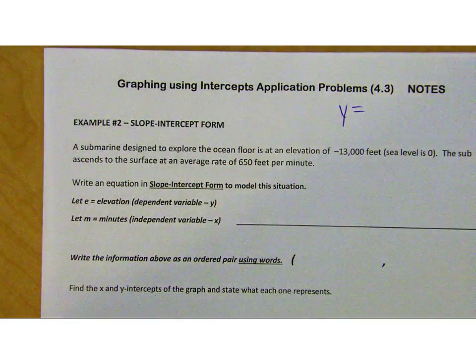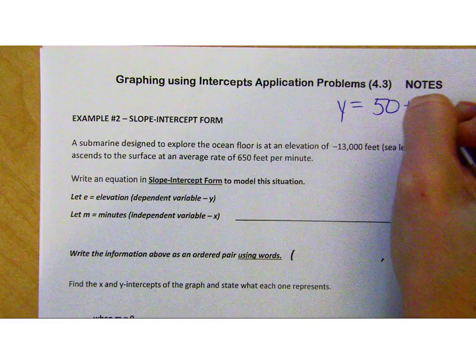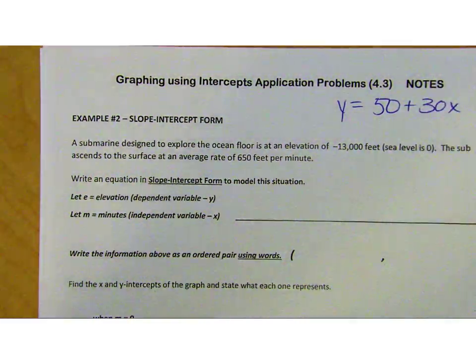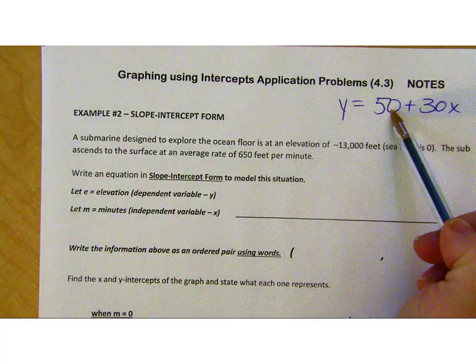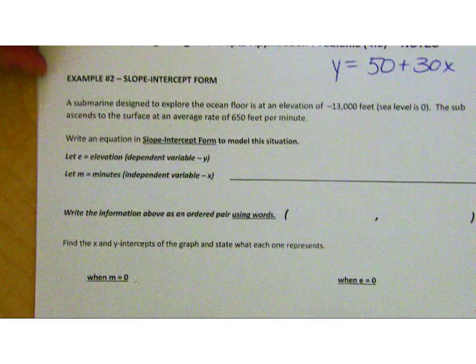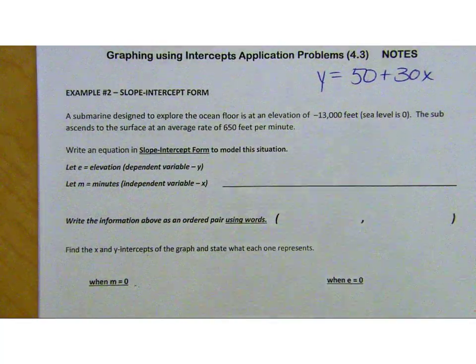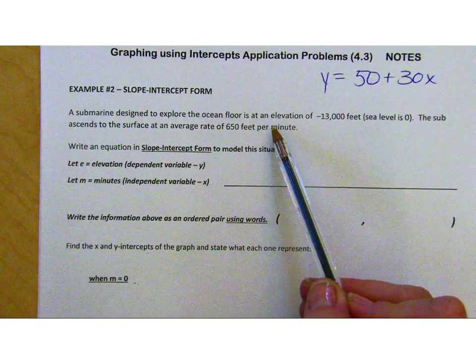Right? Because it's $30 per room, $50 to come, and there you go. Okay? So let's listen to this example. Let's say you have a submarine that's underwater, that's where they belong, right? And it is designed to explore on the ocean floor. And right now it's on an expedition 13,000 feet below sea level.